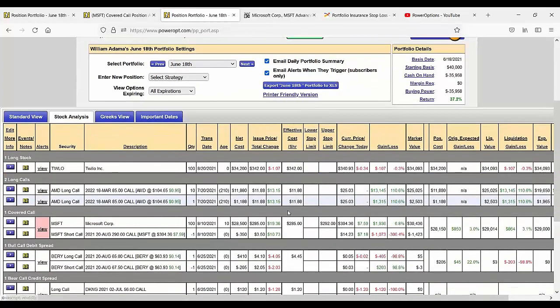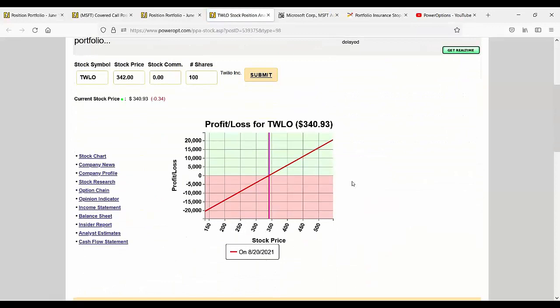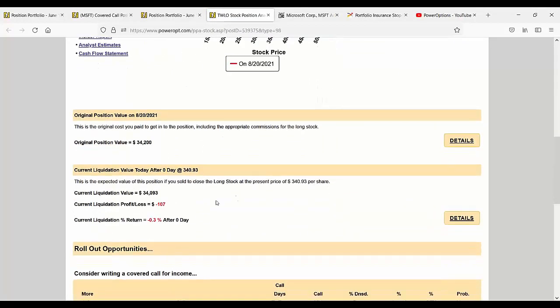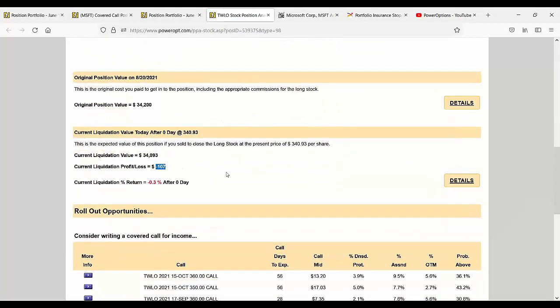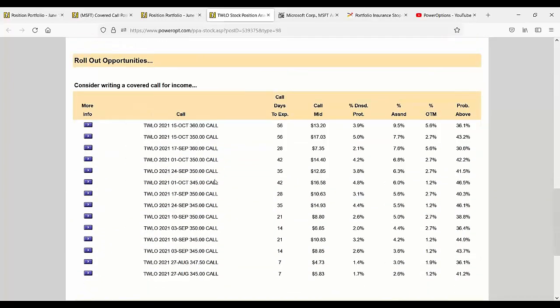And just as we saw with Pierre's position on the covered call for Microsoft, I can do the same thing here with Twilio. Go to position actions, position analysis. Long stock position, not much to break down here. I know my current profit, I'm at a loss of 107. And then here is a listing of the potential covered calls we could look at. So that's September 350 there. What is my downside protection? What is my potential percent if assigned?